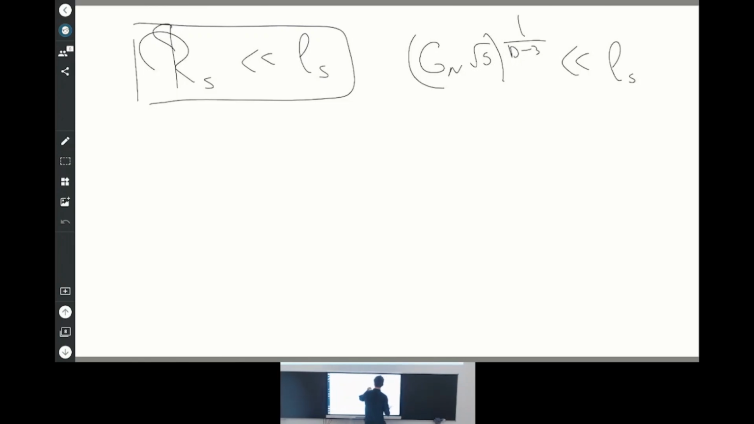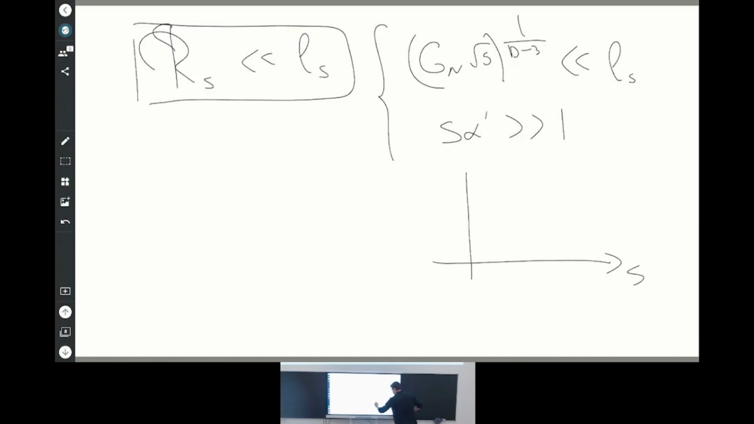This is the first condition, and the second condition is S alpha prime much larger than 1. This does not depend on G string, so you can go to the Regge limit of the tree-level amplitude. The other has G string in it, so you take G string to be very small. This is when they're equal. So if you wish, on the S plane, we had MS, we have MS over G string squared. This is the corresponding point. So this is RS equal to LS. So we are sitting somewhere here.